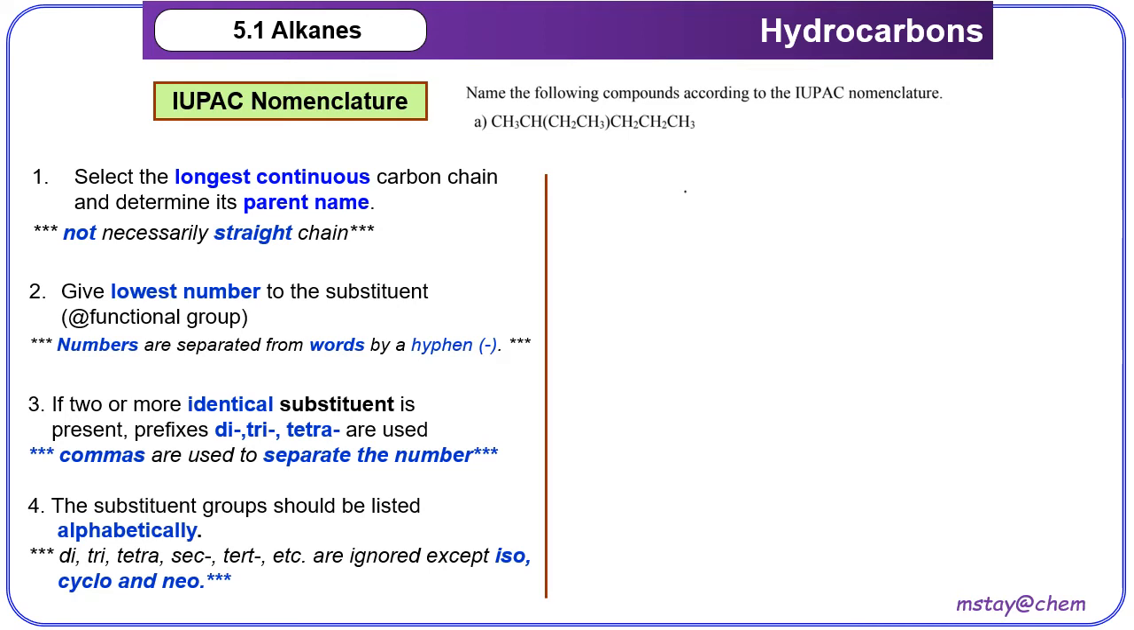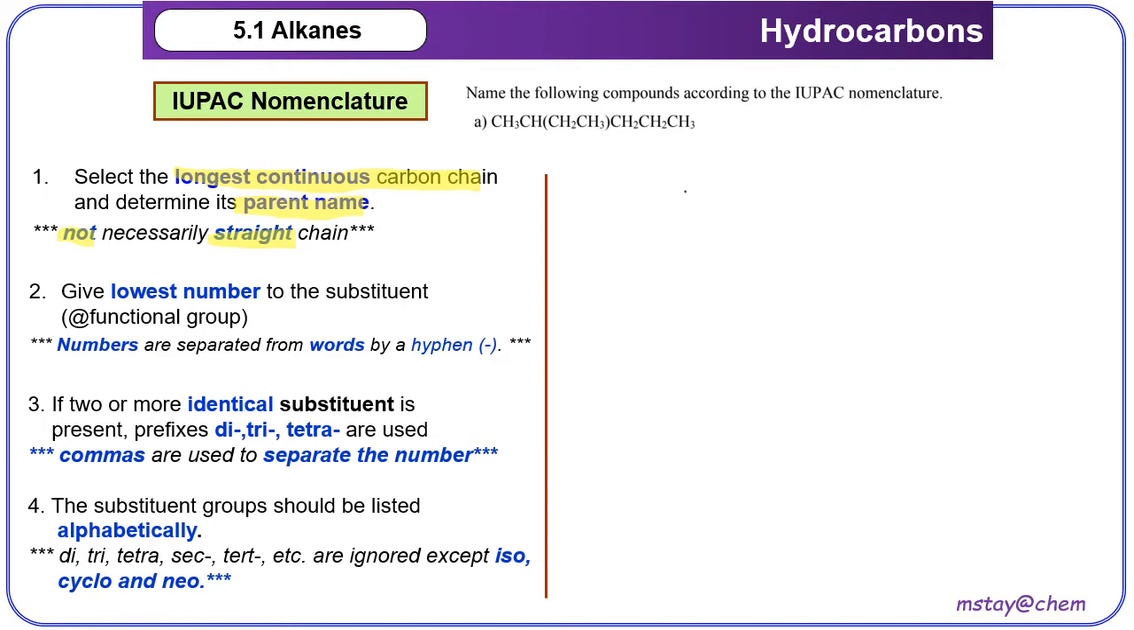So step number 1, we need to select the longest continuous carbon chain and then identify the parent's name. When we draw the structure, normally the longest carbon chain is for sure in a straight chain, because this is easier for us. However, if the question gives us a structure and you are the one who identifies the longest carbon chain, do keep in mind that the longest carbon chain is not necessarily straight. It may turn around.